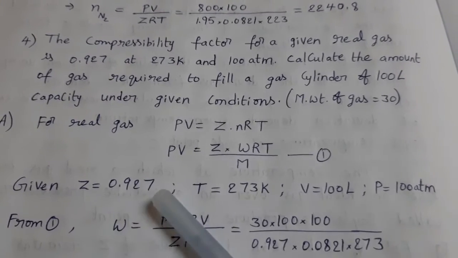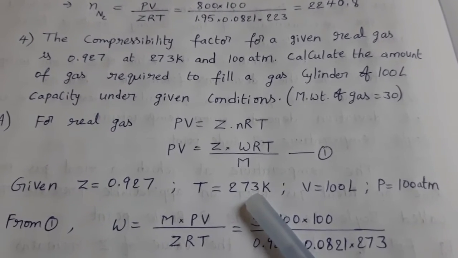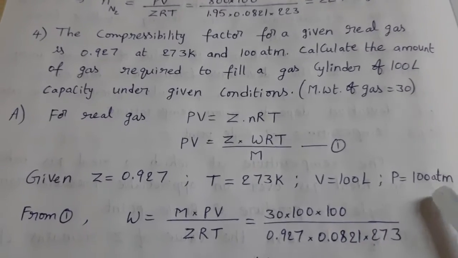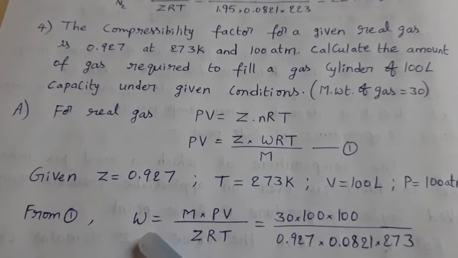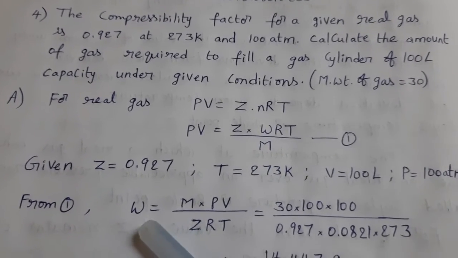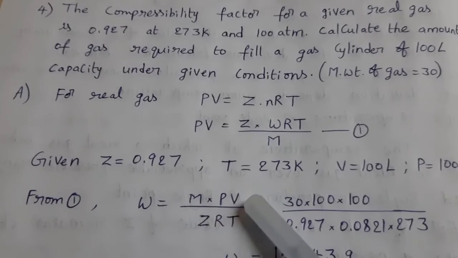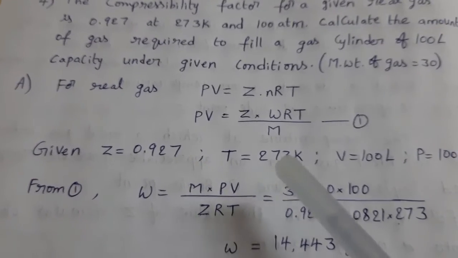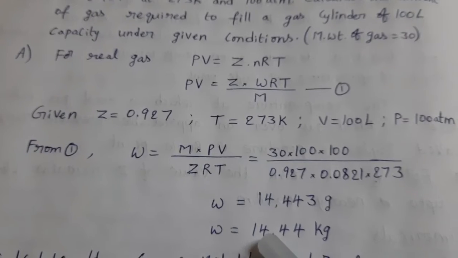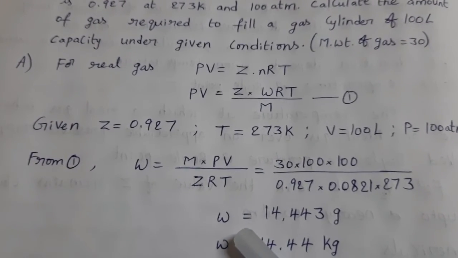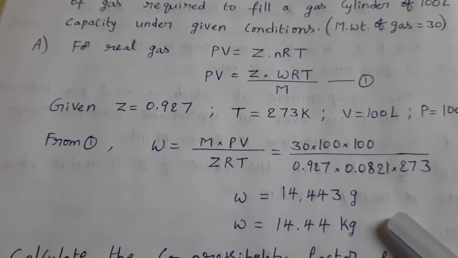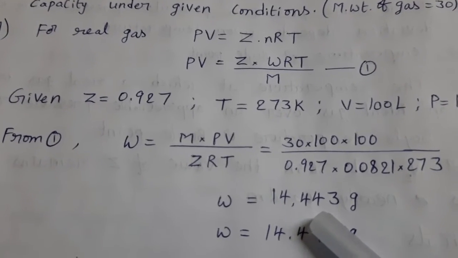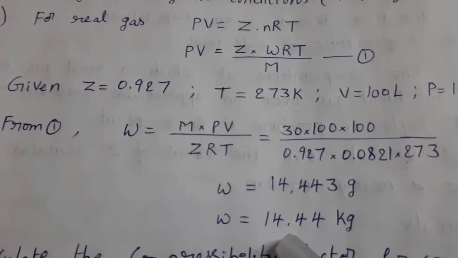Given Z value 0.927, temperature 273 Kelvin, volume 100 liters, pressure 100 atmosphere. Substitute all these things. We should calculate weight of the gas. So W equal to molar mass M into PV divided by Z into RT. Substitute all the values. Then we can get weight of the gas. W equal to 14,443 grams. In terms of kilograms, 14.44 kilograms.